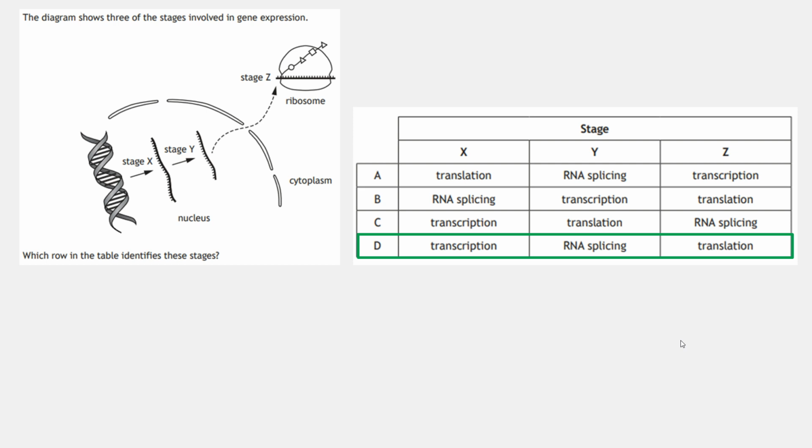So the correct answer is D. For stage X, we can see we're going from a DNA molecule to a single-stranded mRNA molecule, so that must be transcription. Note how that's happening within the nucleus. Stage Y, the mRNA transcript is being shortened, still within the nucleus, so that must be the RNA splicing process, leaving stage Z, which is happening within the ribosome, to be translation, where we're going to actually build our polypeptides.